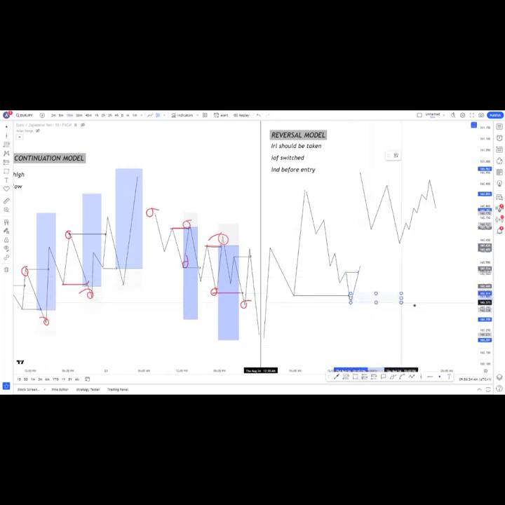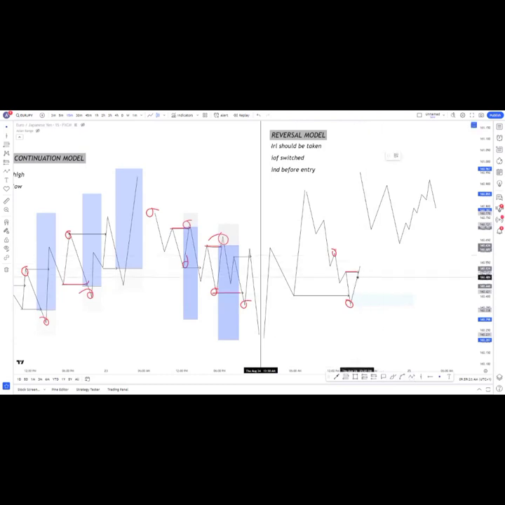This is why in most cases, change of character doesn't usually work out. If you remember our continuation model, price has been selling. Price took out the internal range. So what did price give us? Price gave us a high, a low, and internal range liquidity. So there is a possibility price could just take out this internal range and sell. Now, this is why in most cases change of character usually fails.